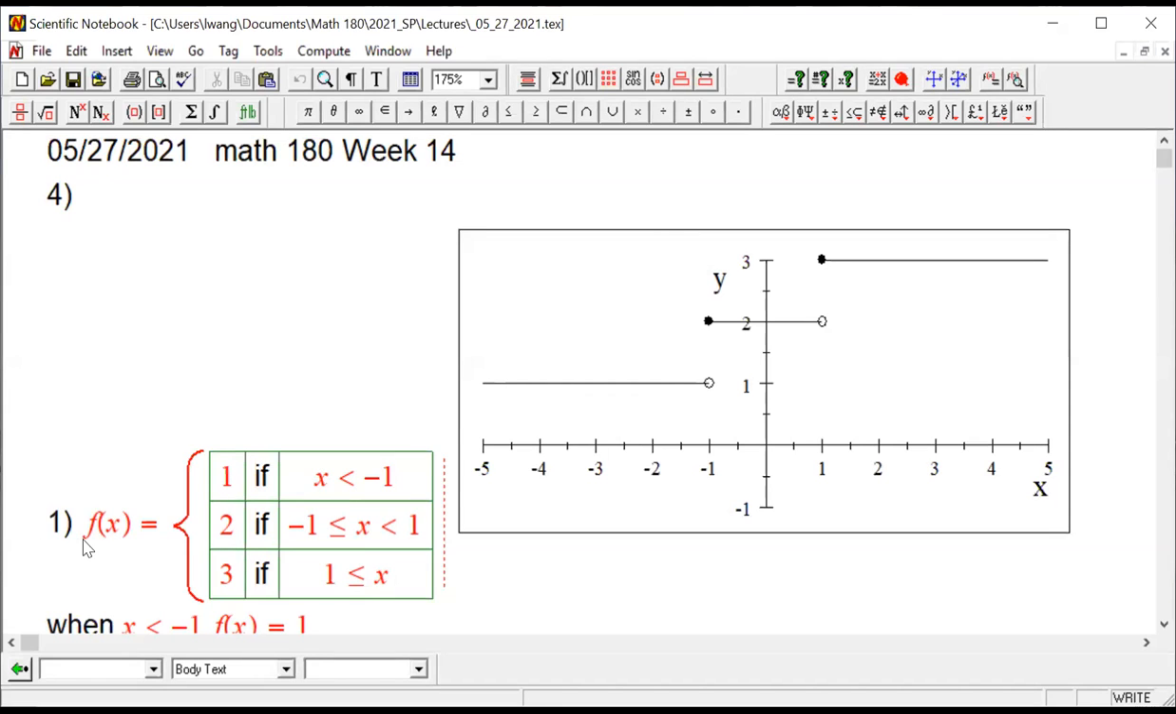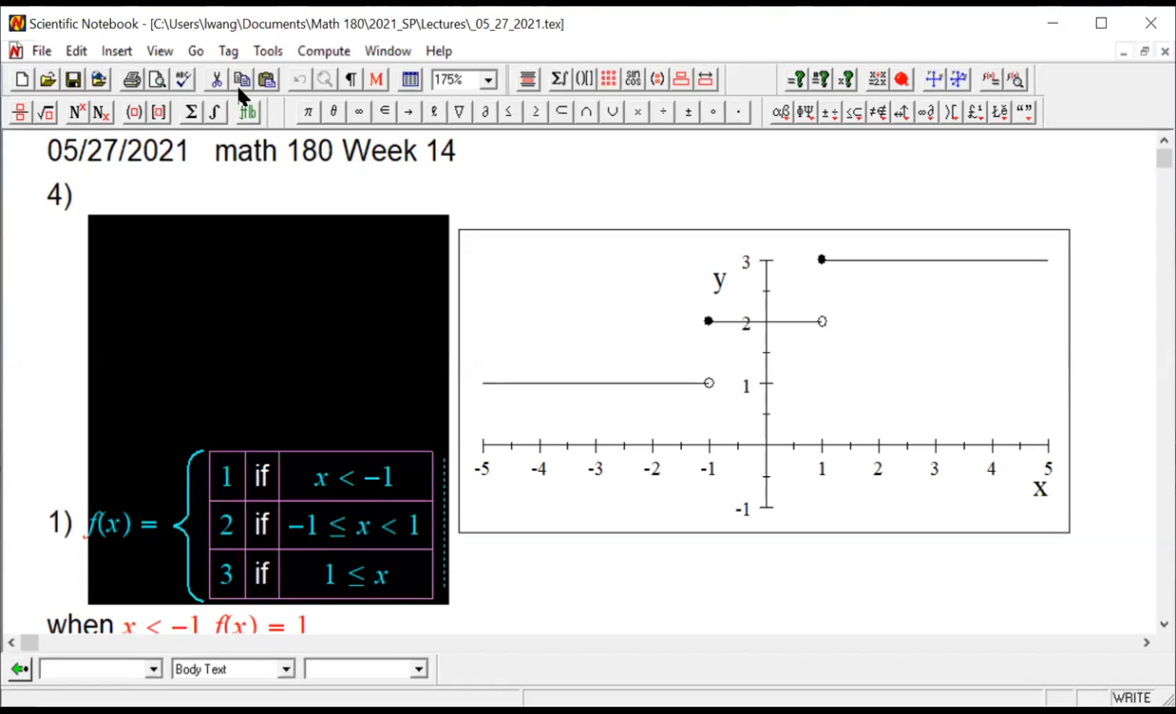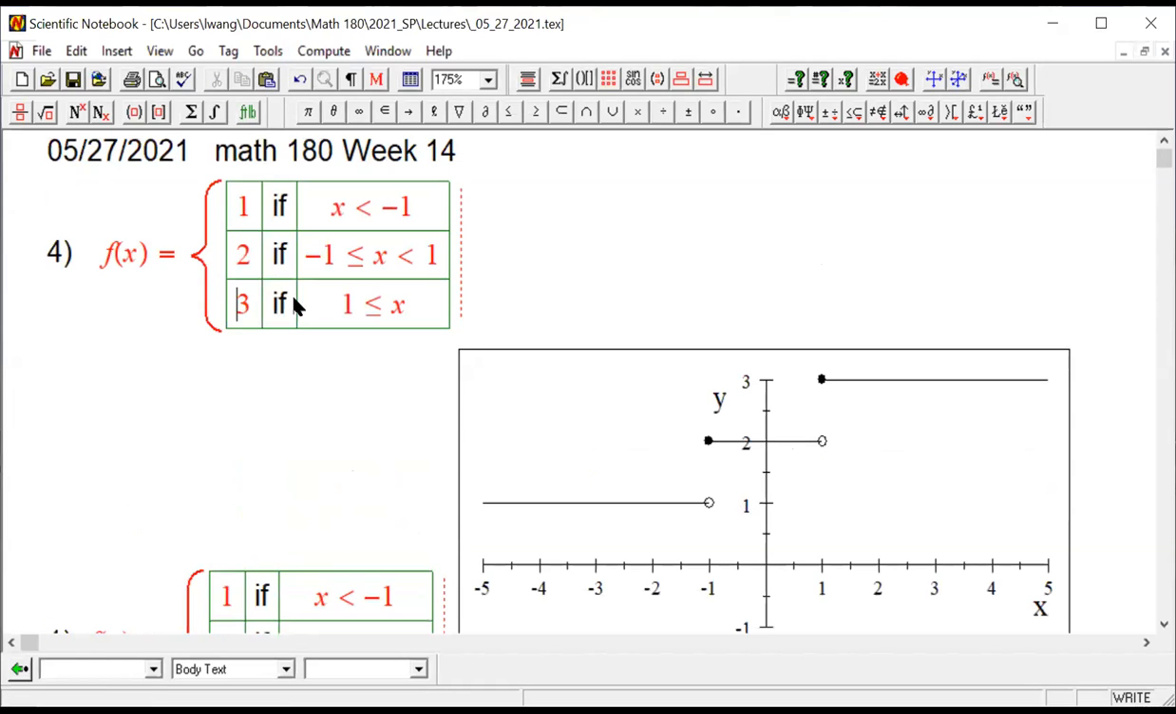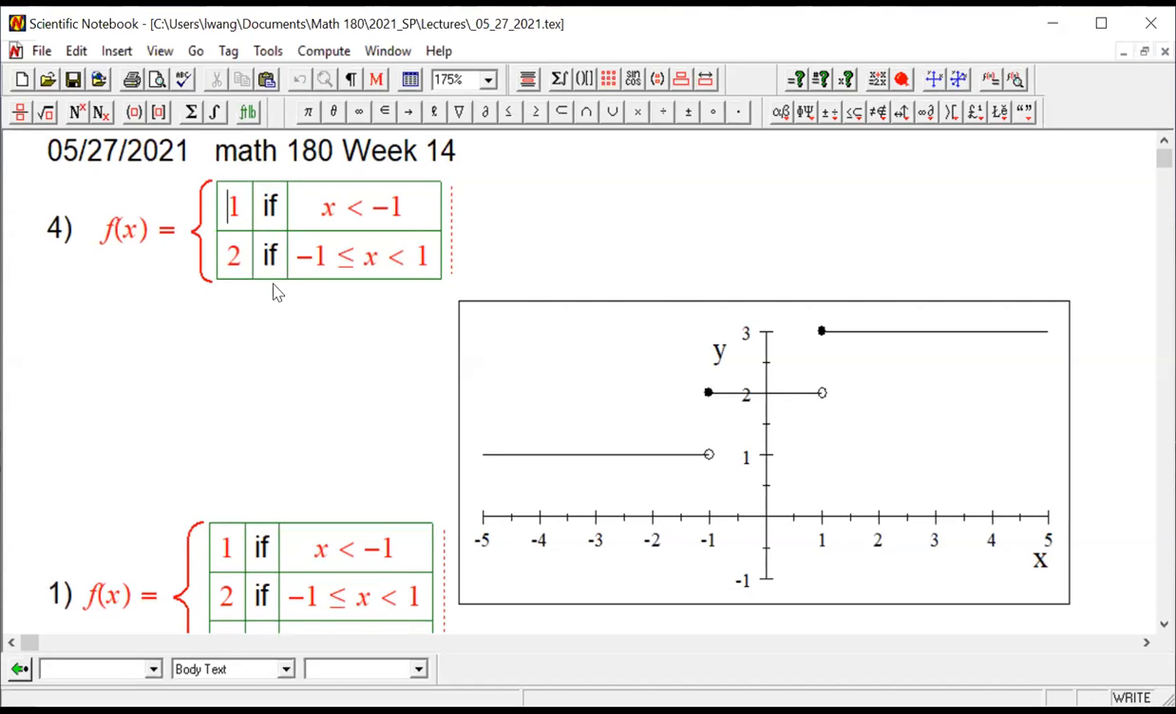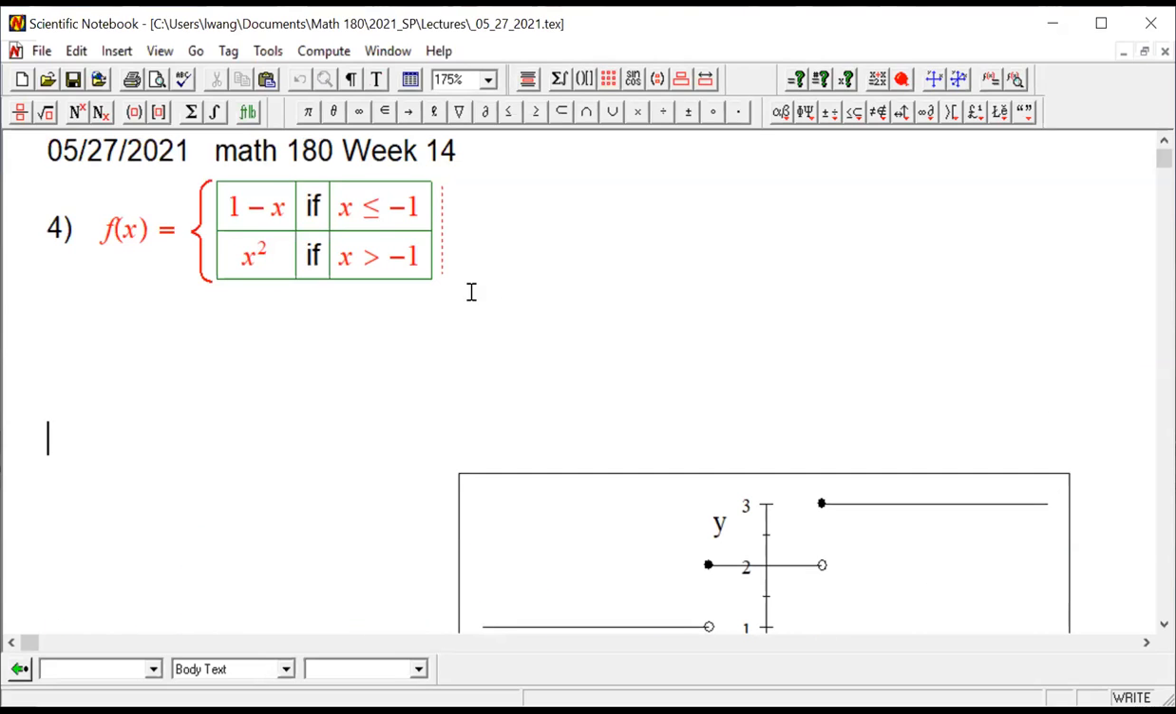So this function, we have 2 pieces. 1 minus x squared if x is less than or equal to -1, and the other one is for x larger than -1. Okay, so how do we graph this?